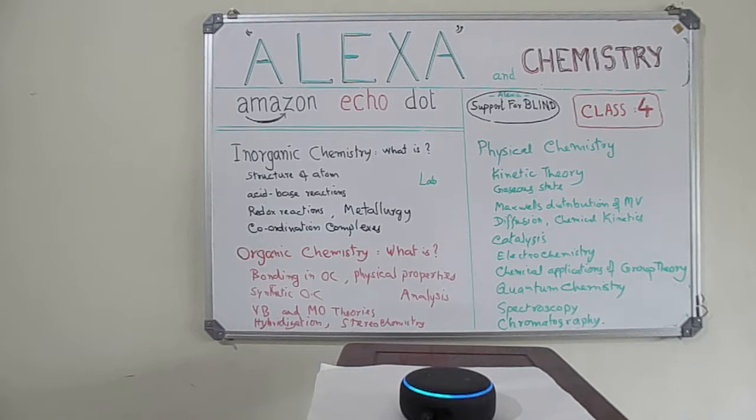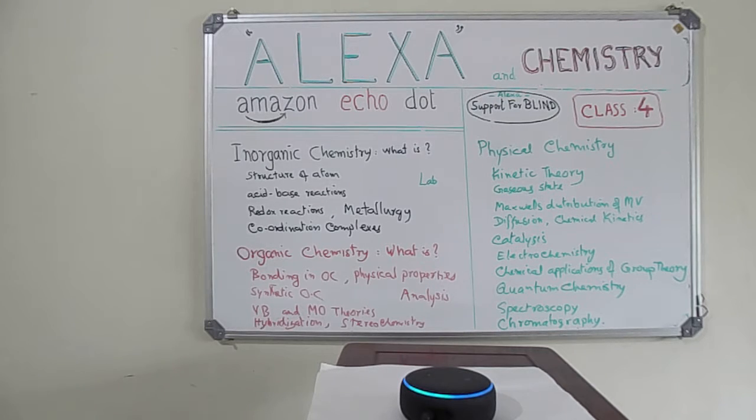Alexa, are you ready now? Yes, I'm ready. Okay. Define organic chemistry. Alexa, define organic chemistry. Organic chemistry is usually defined as the branch of chemistry originally limited to substances found only in living organisms, dealing with the compounds of carbon.